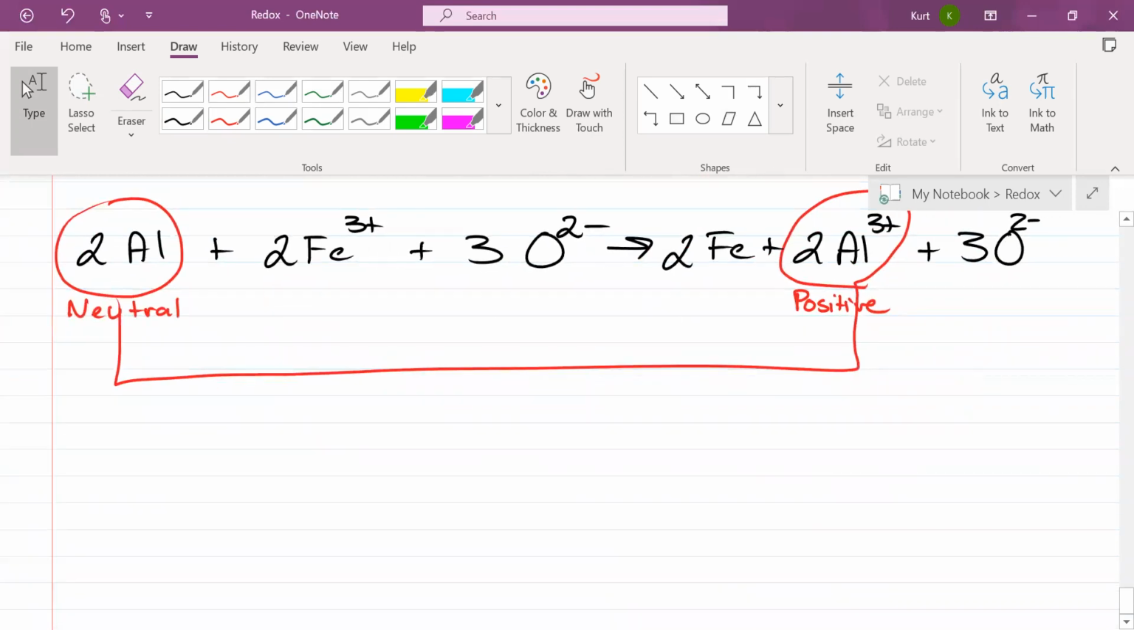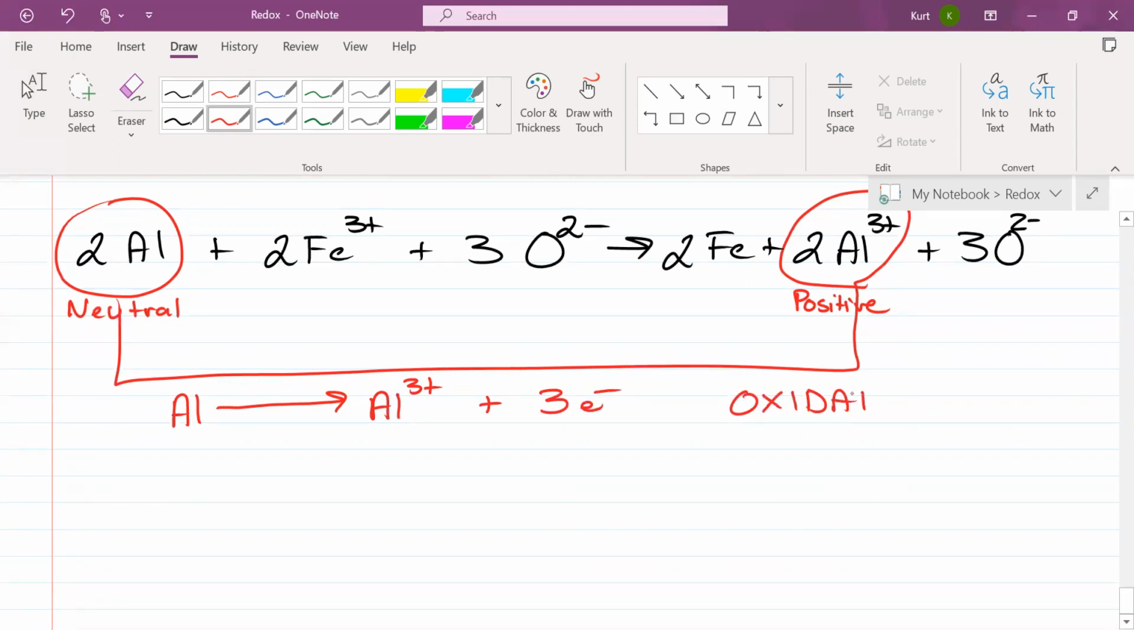So did aluminum, here are your choices, get oxidized? Did it get reduced? Or did it experience no change? Aluminum was oxidized. So it went from being neutral to a positive 3 ion by losing 3 electrons. This is oxidation. No, it's just an ion.